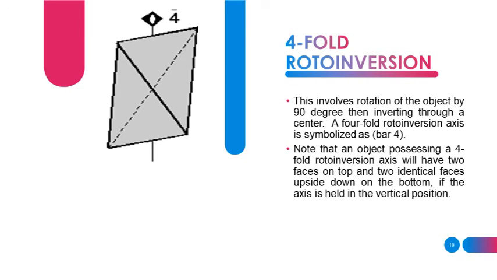The next one is the four-fold rotoinversion. It involves rotation of the object by 90 degrees, then inverting through a center. A four-fold rotoinversion axis is symbolized as bar 4. Note that an object possessing a four-fold rotoinversion axis will have 2 faces on the top and 2 identical faces upside down on the bottom, if the axis is held in the vertical position. So the illustration clearly defines the four-fold rotoinversion and how it looks.